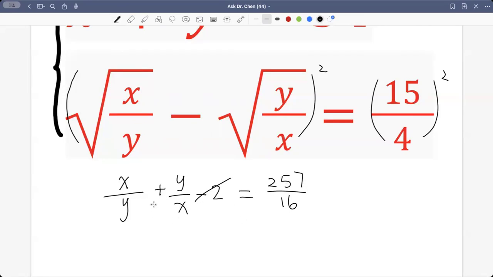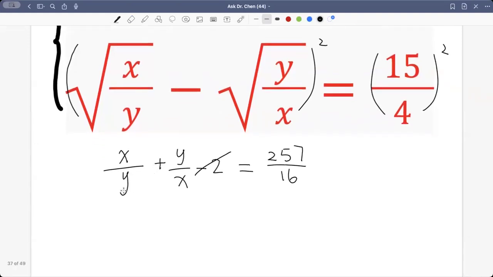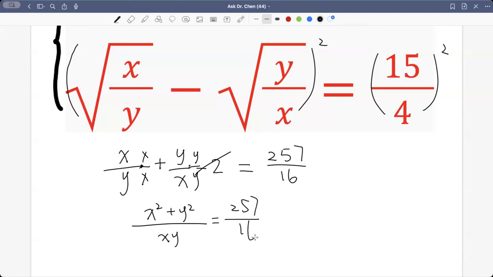Well, now the left-hand side we can combine, right? So what we do, we multiply each one by 1. This one we multiply x over x. This one we multiply y over y. We need a common denominator of x times y or y times x. Then x times x gives us x squared, y times y, y squared. That equals 257 divided by 16.